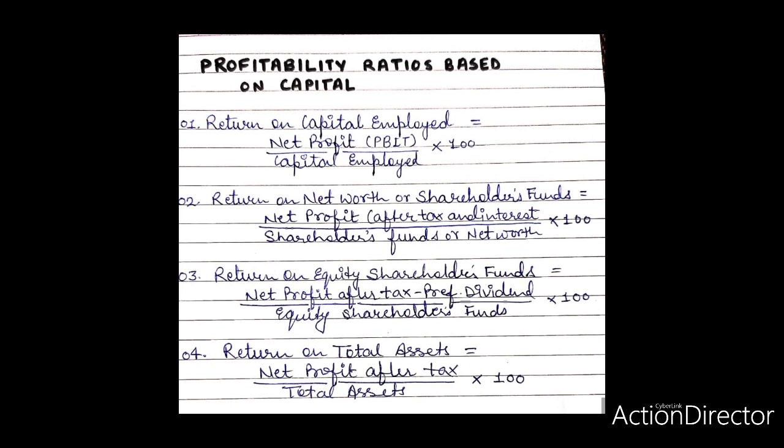whereas the real return on the total assets is the net operating earnings. Therefore, to consider real earnings, interest on long-term loans should be added back to profit after tax. Thus, return on total assets should be computed on the following revised formula: net profit after tax plus interest divided by total assets into 100.